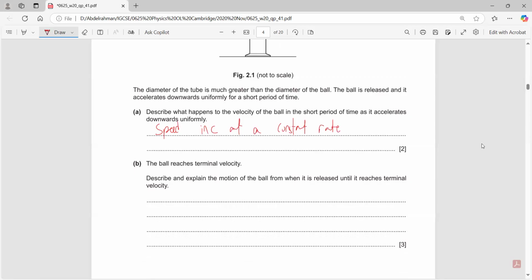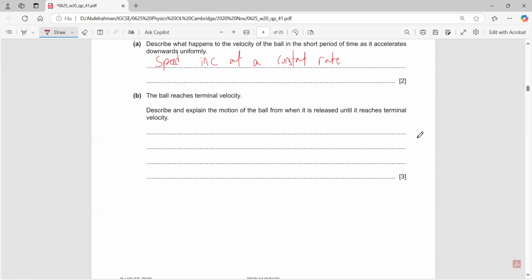The ball then reaches the terminal velocity. Describe and explain the motion of the ball from when it is released until it reaches the terminal velocity. This is quite easy. It's not that difficult to state what happens to the speed of the ball, the forces acting on the ball, and the acceleration. Initially it was moving down with a constant acceleration, and that's what we said in A. In B, we need to say, as the speed increases, what happens to the forces acting on the ball?